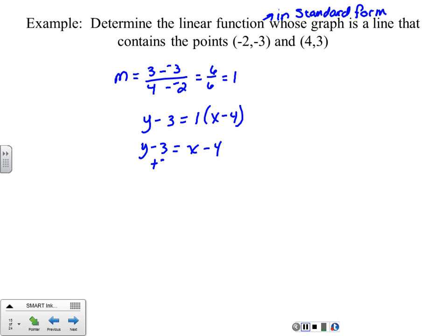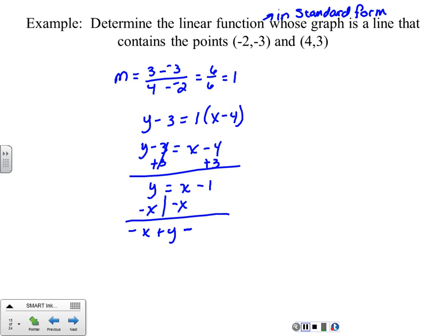So if I add 3 to both sides, I'm going to have y is equal to x minus 1. Is that what I want? No. That's slope-intercept form. That's wrong. I want standard form. So let's get x on this other side. So we'll have minus x. So we'll have negative x plus y is equal to negative 1.